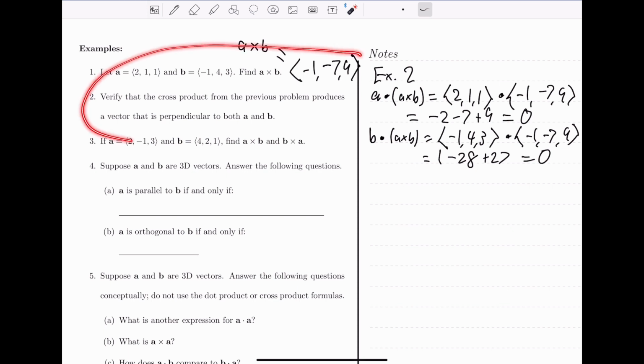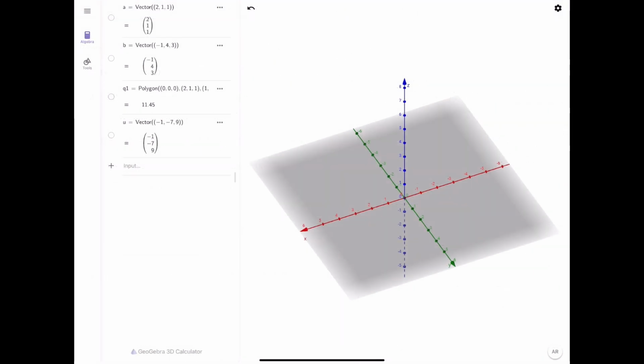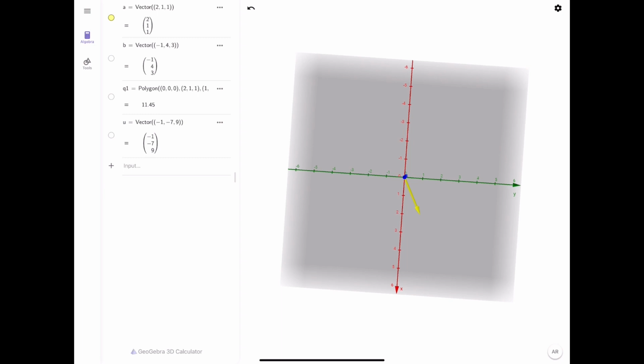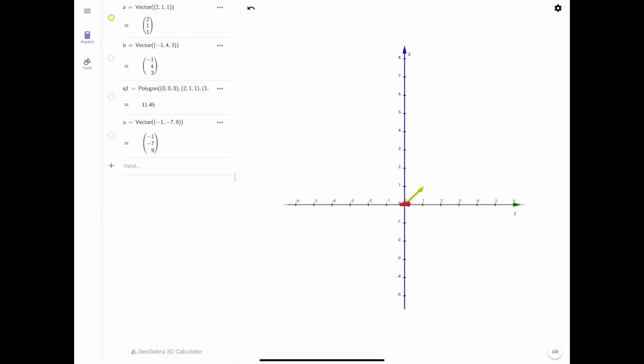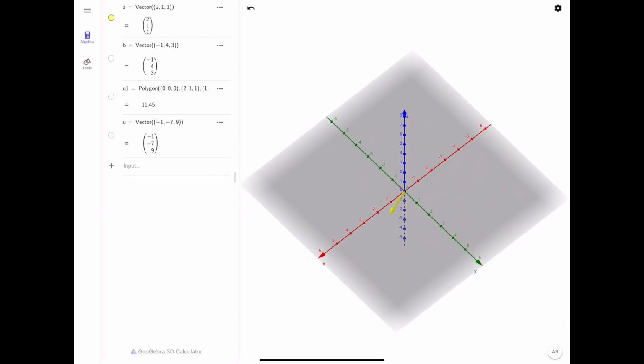Let's visualize this in 3 dimensions using GeoGebra. Here in GeoGebra, we're going to start with the vector A, which is 2, 1, 1. There it is. Let's just remember how vectors are sketched in 3 dimensions. 2, 1, 1, that means we go 2 in the x direction, that's the red axis. We go 1 in the y direction, that's the green axis. And then we go up 1 in the z direction, that's the blue axis. And that's our vector 2, 1, 1. We're crossing that with the vector -1, 4, 3, which is right there.